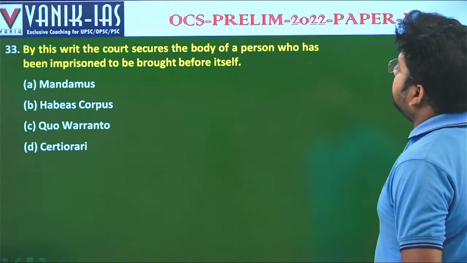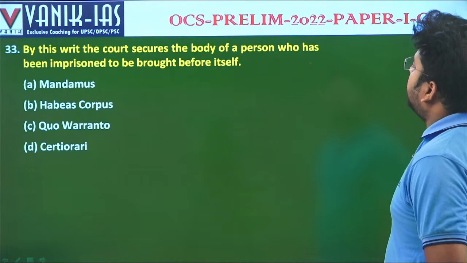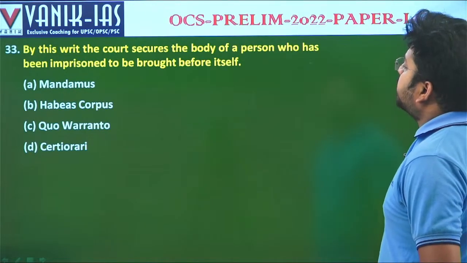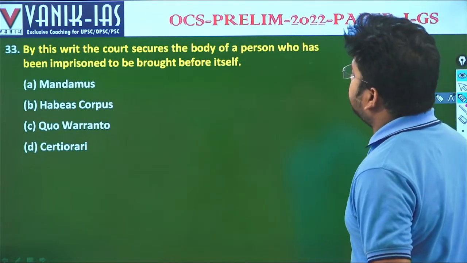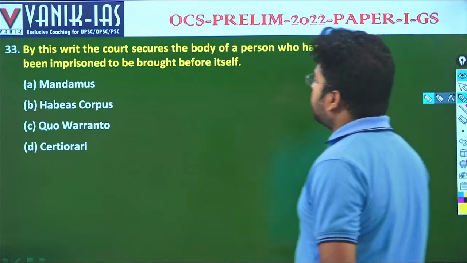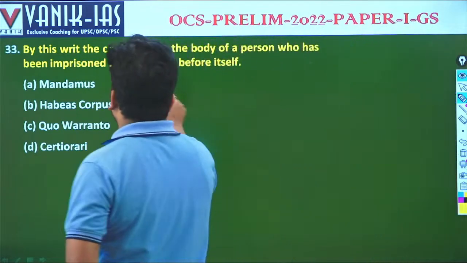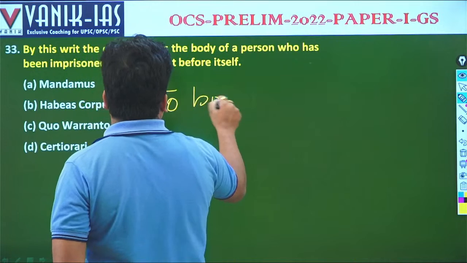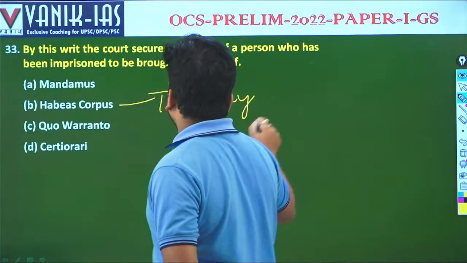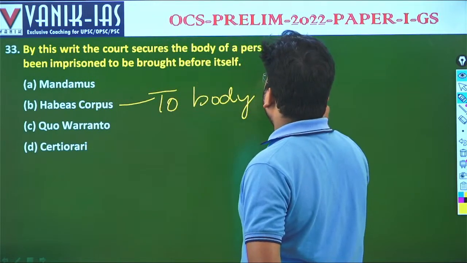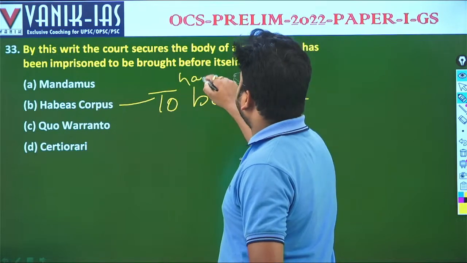By this writ, the court secures the body of a person who has been imprisoned to be brought before itself. Okay, imprisoned to be brought before, it is habeas corpus. That means to have the body with. If somebody is arrested, you can bring them, to have the body with.